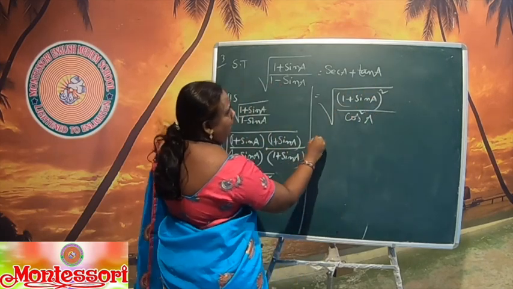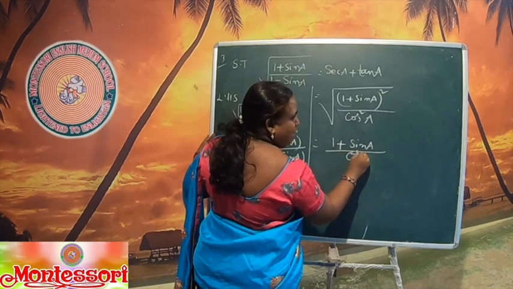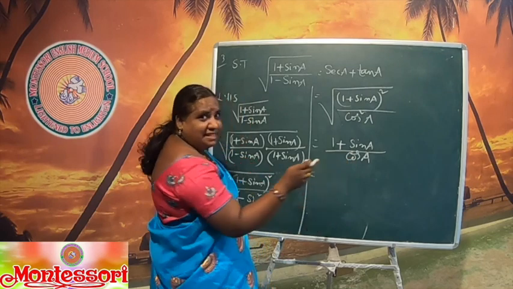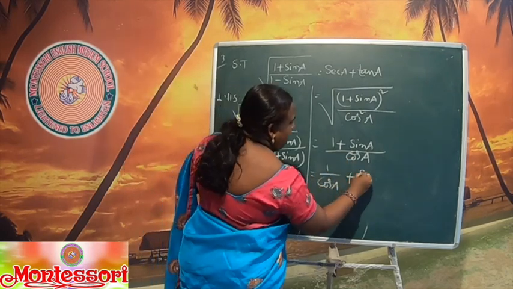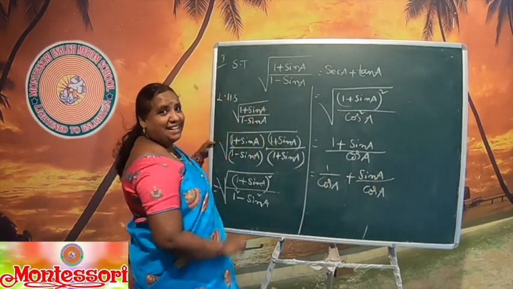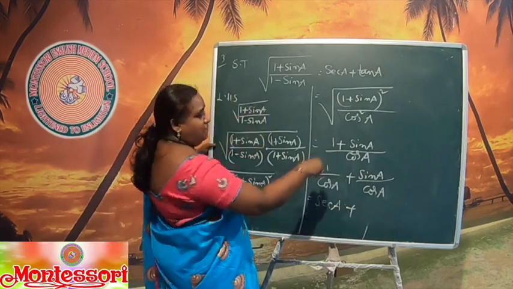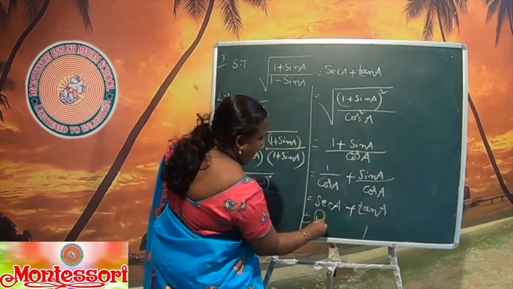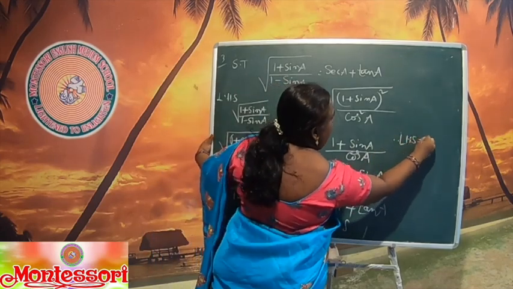Then take out the square. Then what happens? 1 plus sin A by cos A. Then split this cos A to both the terms: 1 by cos A plus sin A by cos A. Now what is 1 by cos A? Secant A. What is sin A by cos A? Tan A. This is what RHS is. Therefore LHS equals RHS.